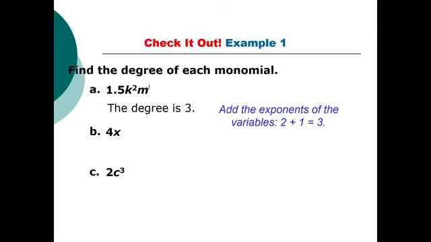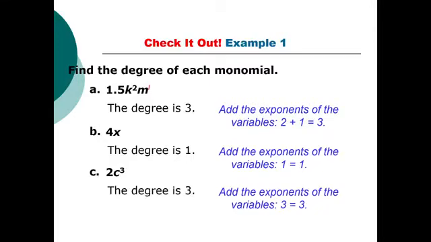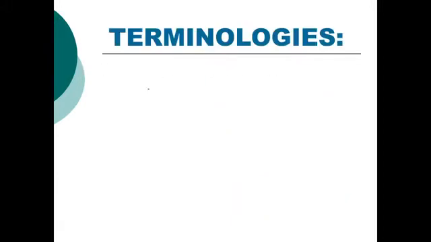In example, letter B, the degree, that's 1. Therefore, the degree is 1. The exponent is 1 there. For letter C, the exponent is 3. The degree is 3. It's very, very simple. If you only have one variable there, the exponent is simply the degree of your term. But if you have 2 or more variables, you need to add their exponents to get the degree.